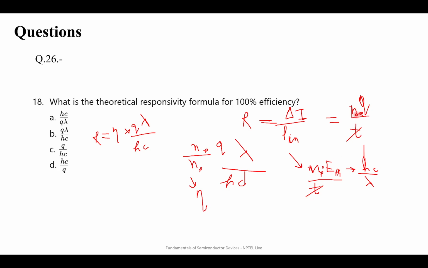So the numerator will then be Ne q, this lambda will go up, so it will be Ne q lambda, and below I will have Np hc. And Ne by Np I can write as efficiency. This is my external quantum efficiency. So my responsivity formula becomes efficiency into q lambda by hc. This is basic. Efficiency is written by eta.